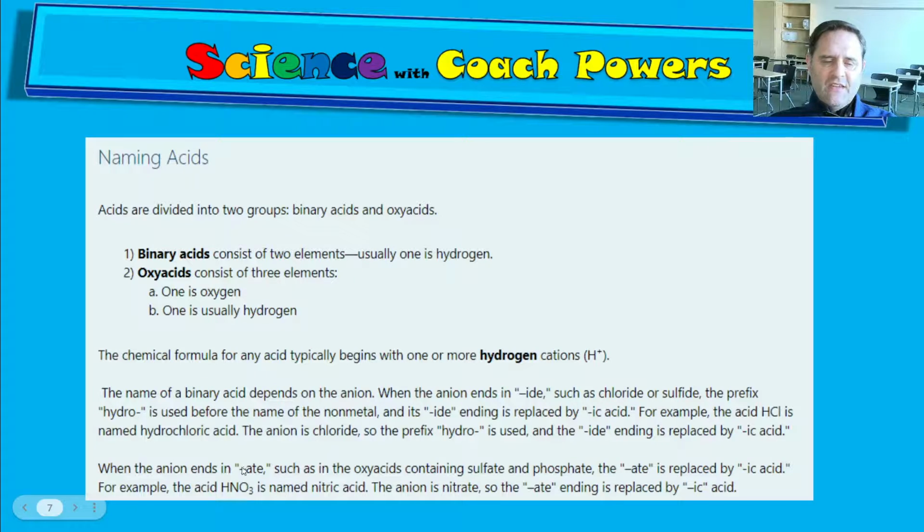When the anion ends in ATE, such as oxyacids containing sulfate and phosphate, the ATE is replaced by IC. So we have HNO3, which is named nitric. Sorry, I was going to say citric. Nitric acid, and the ion is nitrate. So the ATE ending is replaced by IC. So we have some differences there when we change the type of bonding based on what they do. And this is naming the acids.